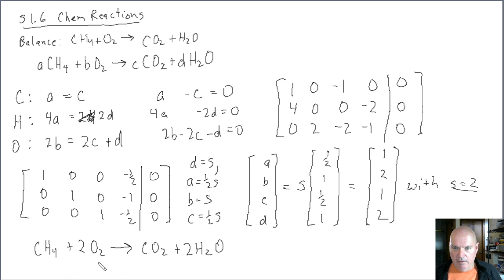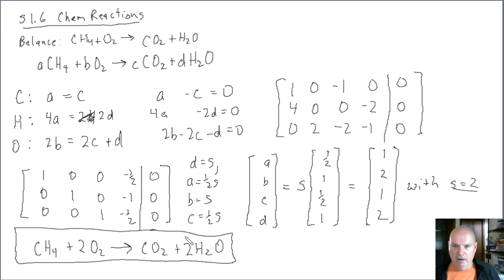And you can check here, I've got 1 carbon atom on both sides, 4 hydrogen atoms here, 4 hydrogen atoms here, 4 oxygen atoms here, 2 oxygen atoms there, and 2 more there, so 4 oxygen atoms on both sides. So this is how you can balance chemical equations using our linear algebra approach.